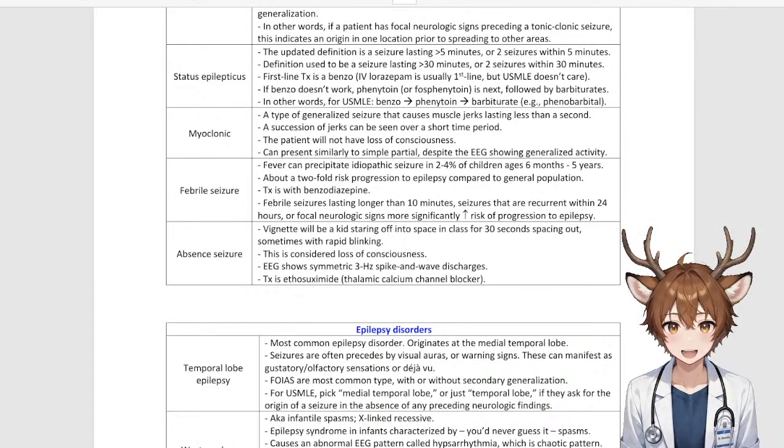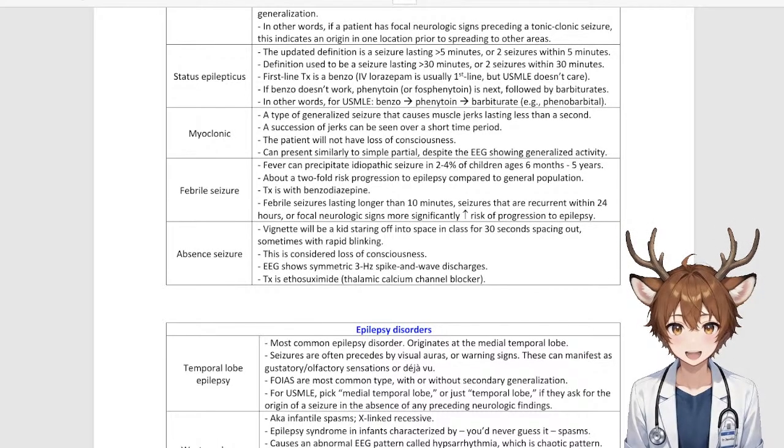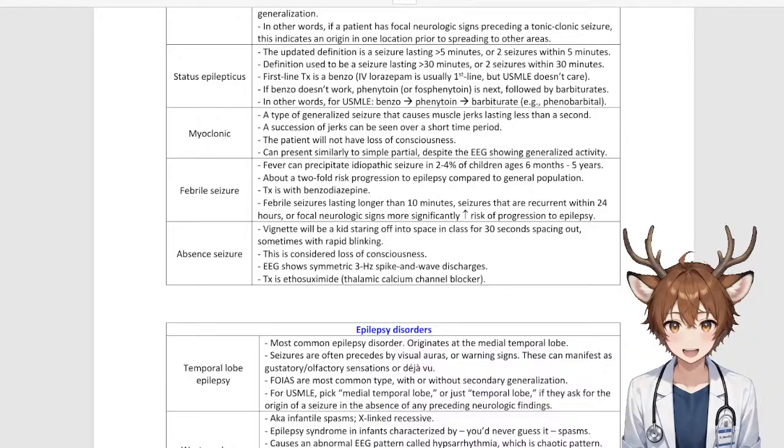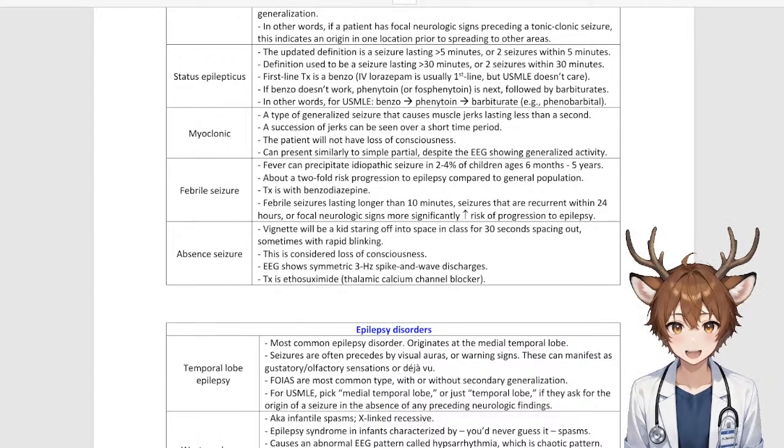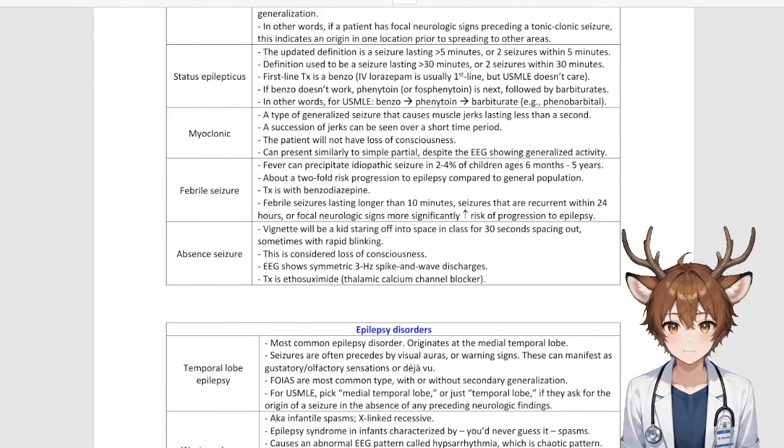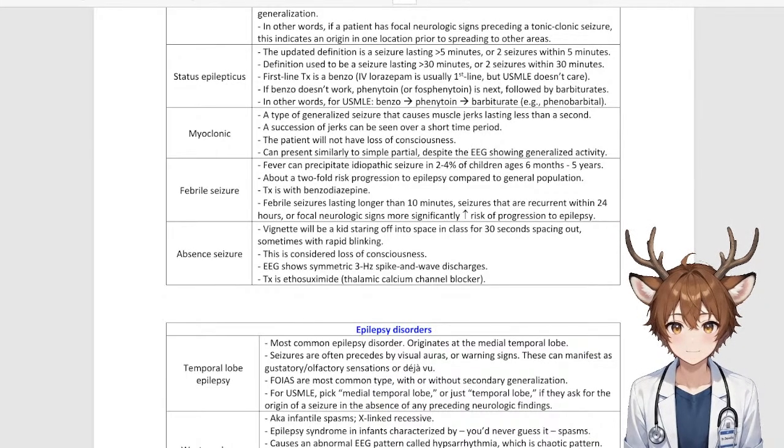If the benzodiazepine does not work, phenytoin or fosphenytoin is next, followed by barbiturates. In other words, for USMLE, benzo, then phenytoin, then a barbiturate. That is to say, for example, pentobarbital. So benzo is number one, though.